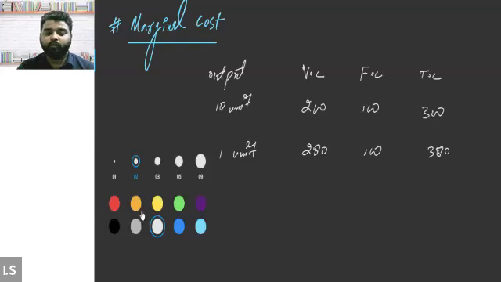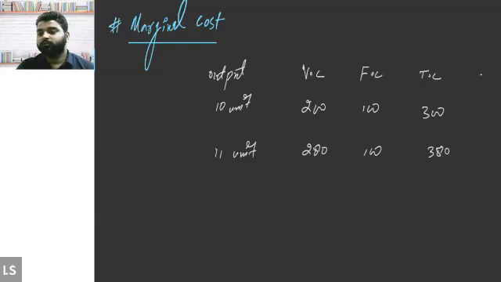So if I want to calculate marginal cost, I can simply subtract 300 from 380. Whatever the change taking place in total cost indicates marginal cost. So marginal cost will be 80. For calculating marginal cost, we simply subtract 300 from 380, then we get 80 rupees.